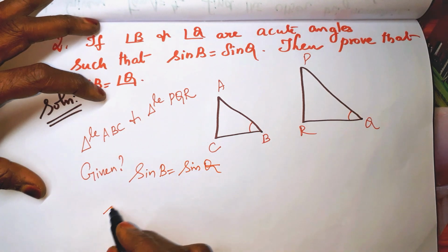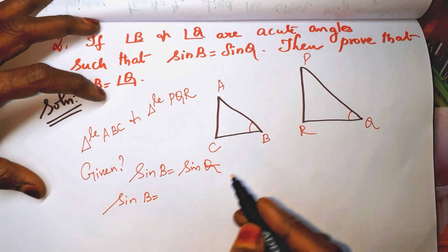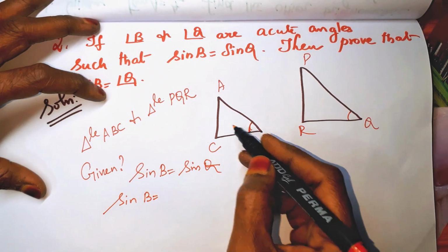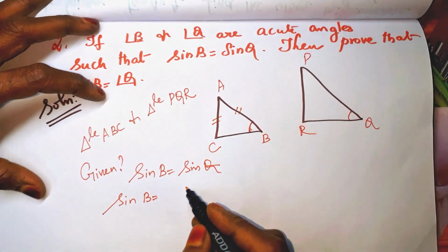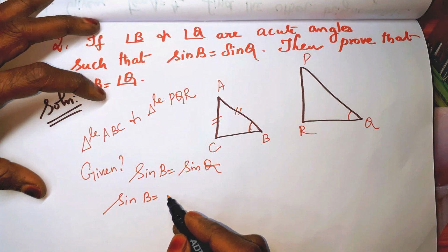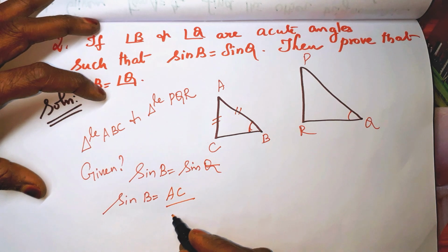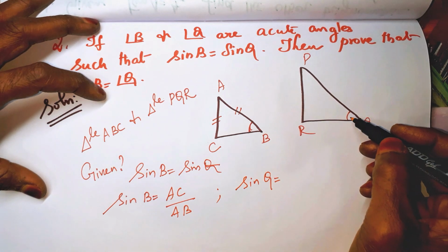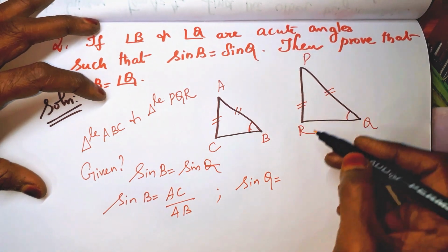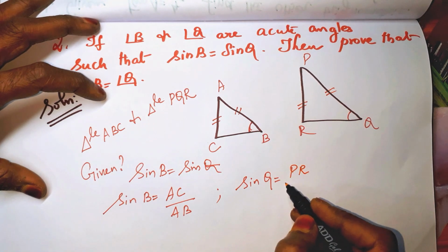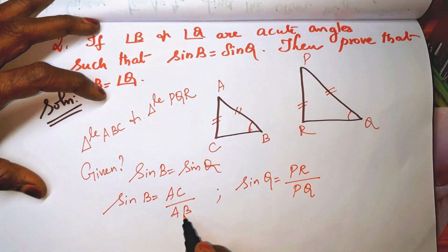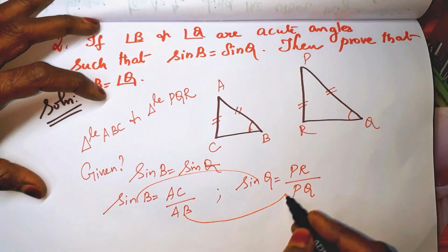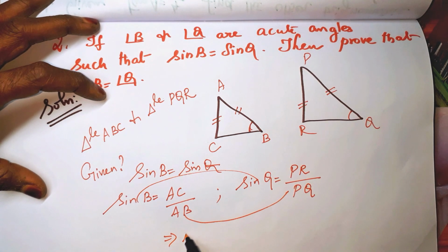What is the formula for sine B? Here it is B, no. Sine B is equal to opposite side by hypotenuse. So the opposite side is AC and the hypotenuse is AB. And what is sine Q? Sine Q is equal to opposite side by hypotenuse, which is PR by PQ. They have given that these two are equal, therefore these two ratios are equal.